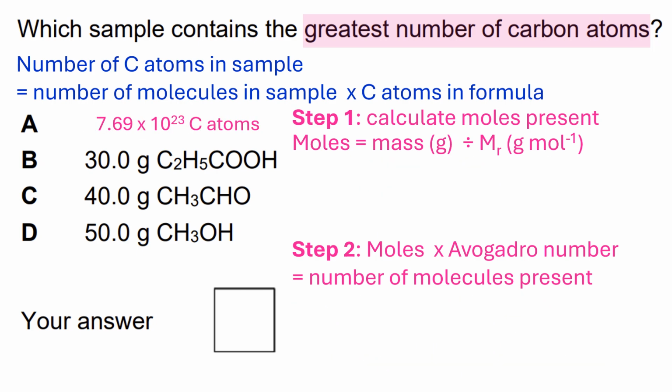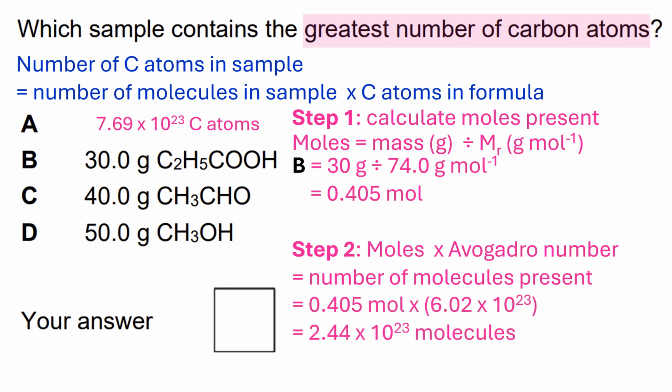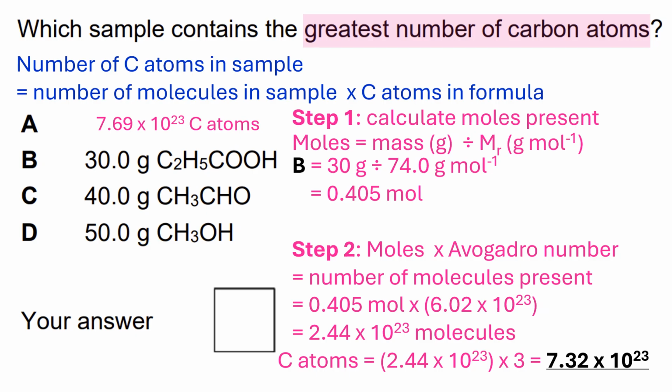I then go on to B and do the same thing. This time round, I've only got 1, 2, 3 carbon atoms. So multiply my number of molecules this time by 3. That's 7.32 times 10 to the 23.